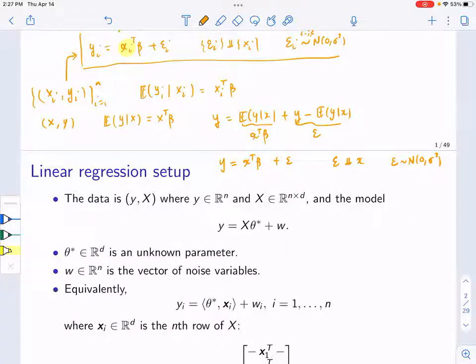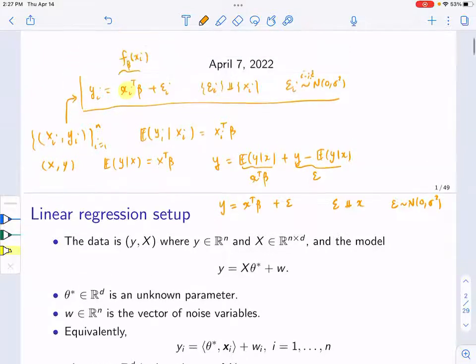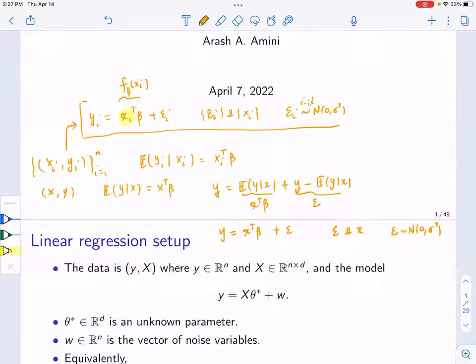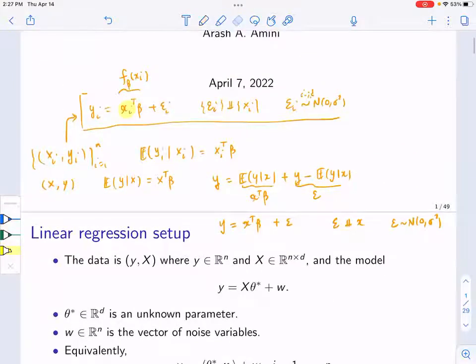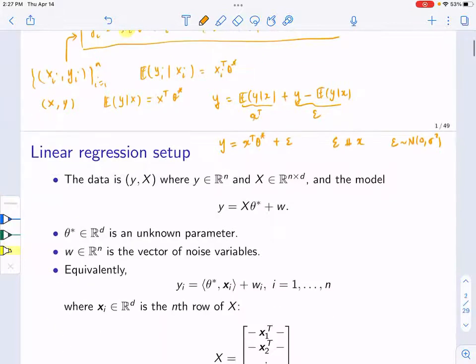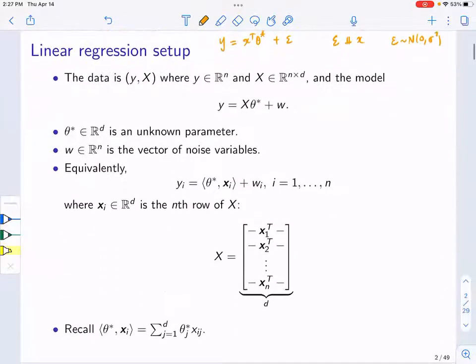Okay, so if you write this model in matrix form, I should have mentioned theta. You were right, this was theta star, the true theta. So I can write this in vector-matrix form. If you form this design matrix, the rows are x1 to xn transpose, that is n by d.